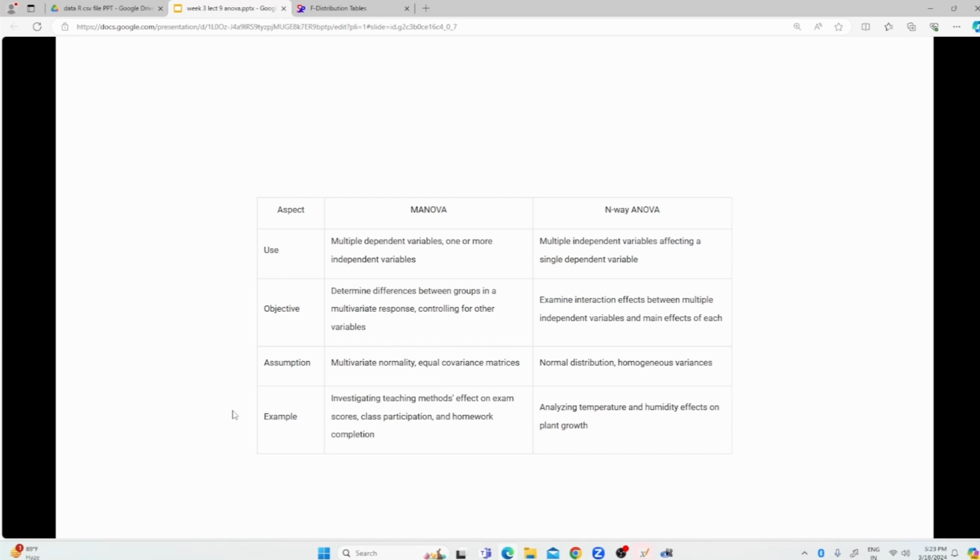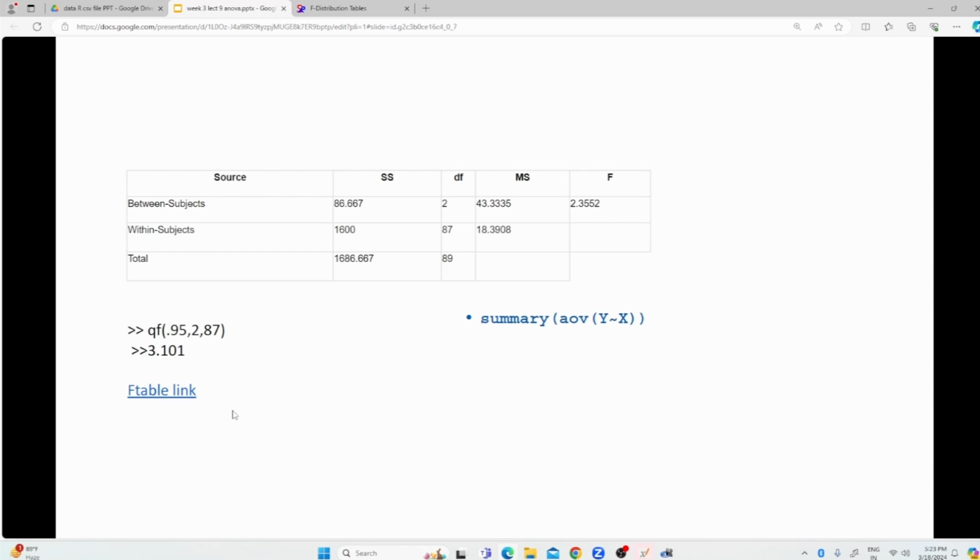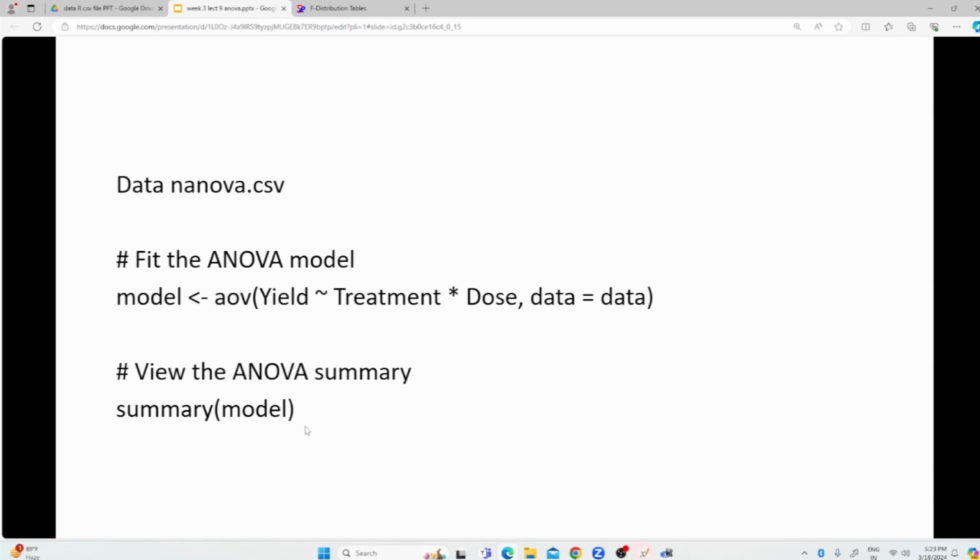So, we will not be doing MANOVA. Okay, this is just for information. MANOVA is a very advanced technique. We are primarily doing ANOVA, and that too only two-way. Okay. So, three-way means three independent variables, two-way means two variables.